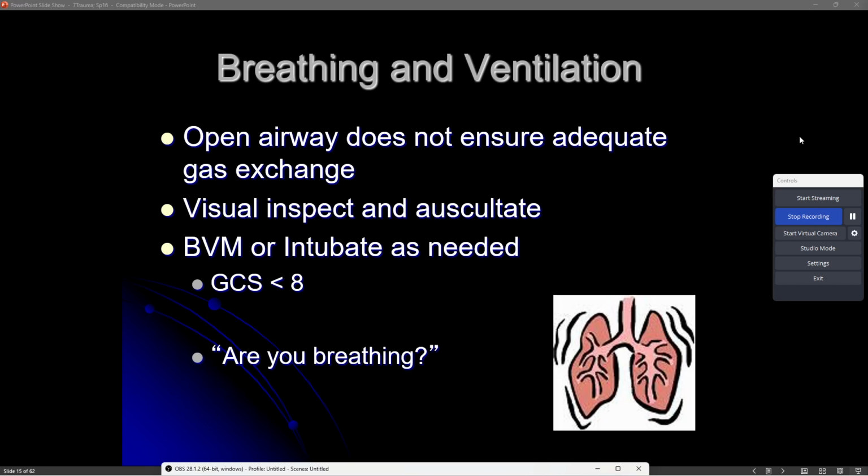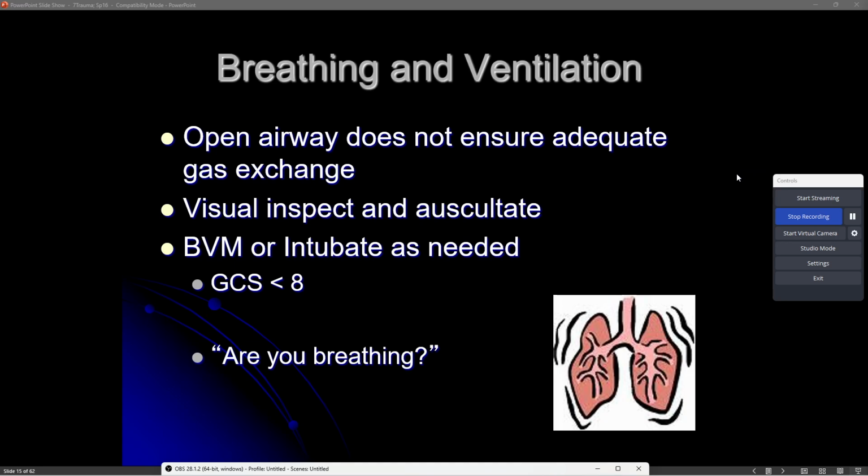Is the respiratory pattern adequate? Are they breathing well enough? 12 to 20 is my adult rate. Are they breathing below that? Do I need to use a bag valve mask? Do I need to intubate them? Are they able to protect their own airway? And these are the questions we are asking.